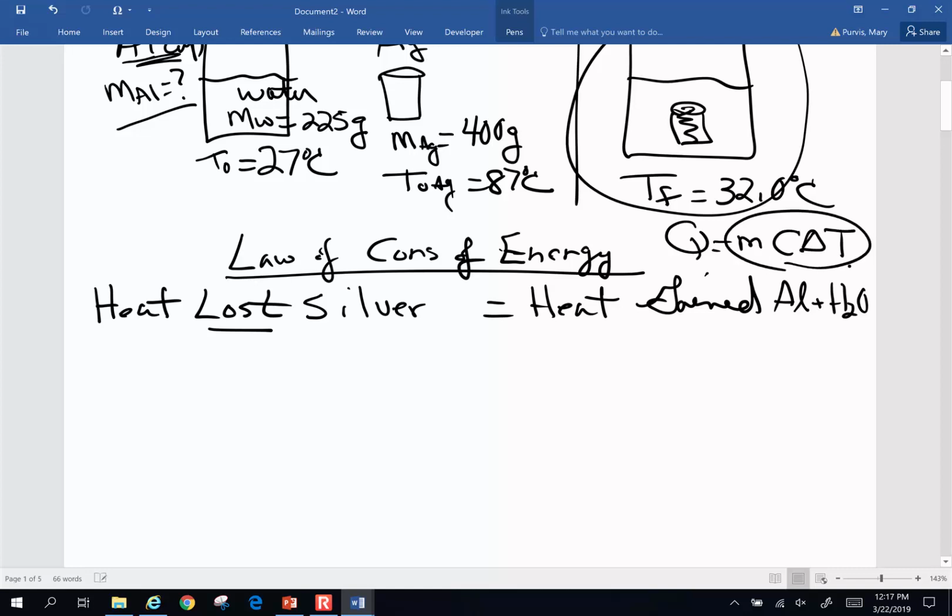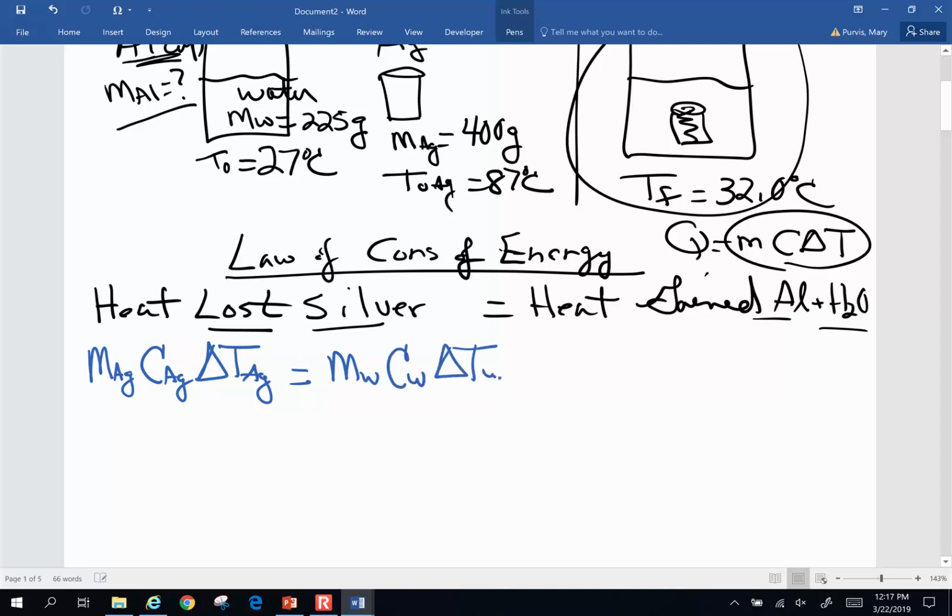So I'm going to write an mcΔT, one for the silver, one for the aluminum, and one for the water. So let's change pen colors. Here goes. Heat lost by the silver. This is going to be the mass of silver, specific heat of silver, change in temperature of silver, is going to be equal to the heat gained by the water. So this is going to be the mass of the water, specific heat of water, change in temp of water, plus mass of the aluminum cup, specific heat of the aluminum cup, and change in temp of the aluminum cup.